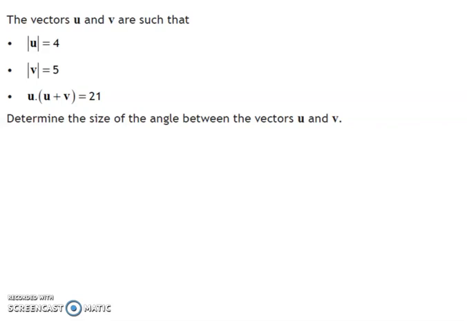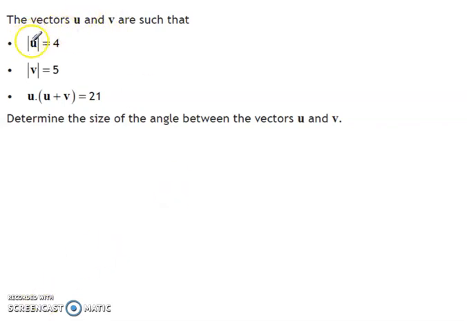So this question here, which focuses on vectors and angles between vectors, is taken from paper 2 of the 2019 higher paper, and it's question 14 in that paper. And what we're going to do is use the information in the question to determine the angle between two vectors u and v.